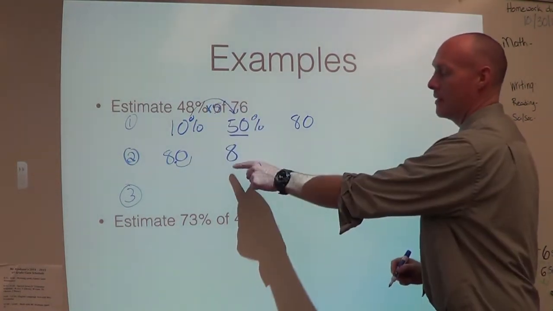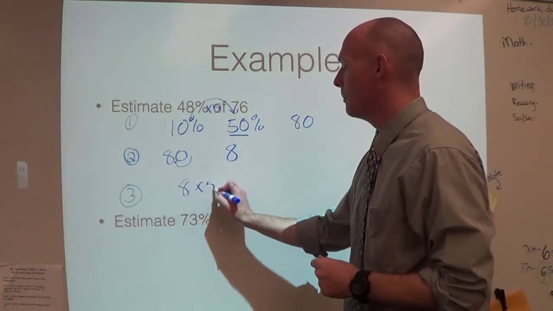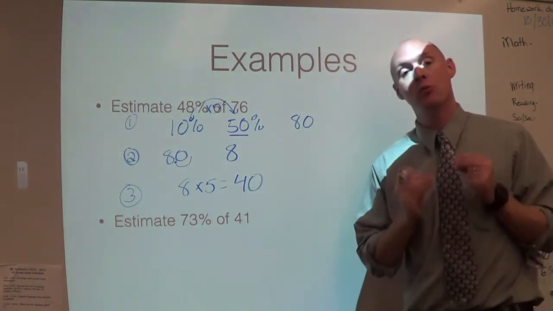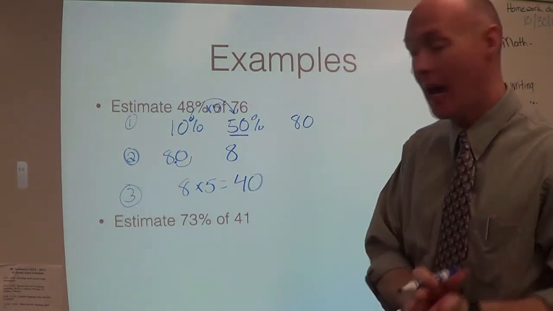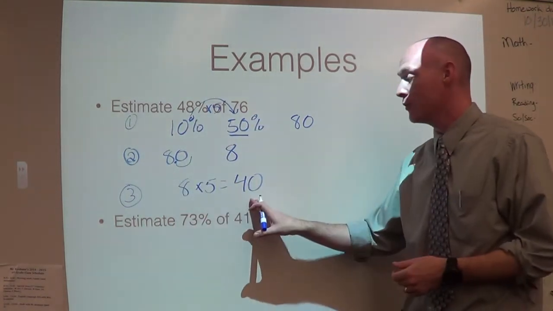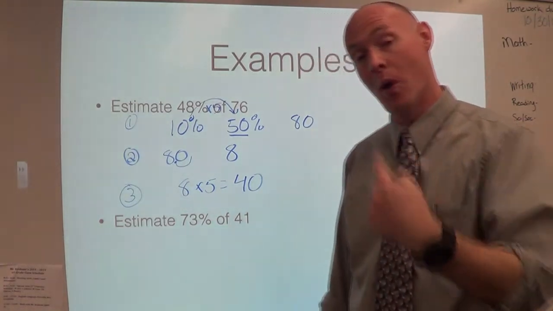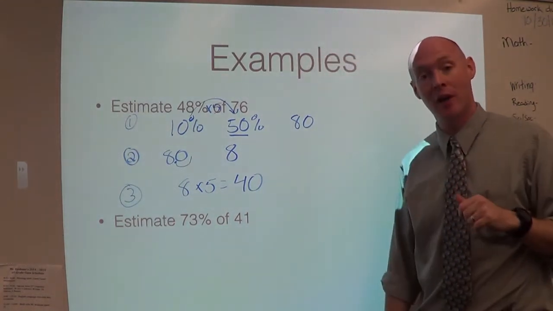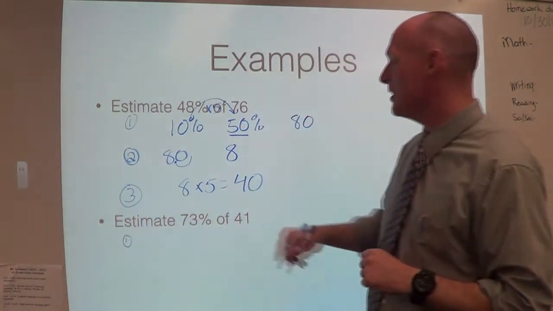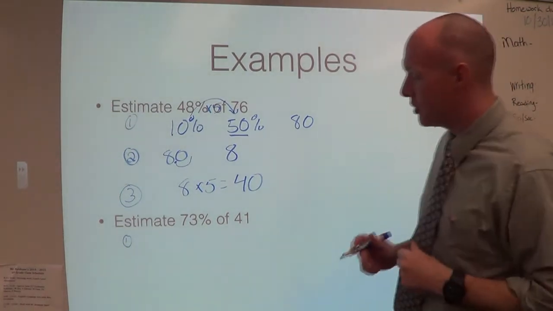Perfect. So I'm going to take my new number here, and I'm going to say 8 times 5 is equal to 40. And that is a reasonable solution. Again, you could check your answer by typing this into a calculator, but 8 times 5 is 40. 40 is reasonable. That's kind of close. I'm going to show you one more example, and then I left 2 for you to try on your own. Ready? Step 1. We're going to estimate 73% of 41. So let's do it.